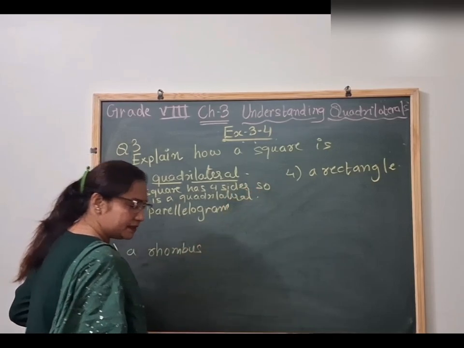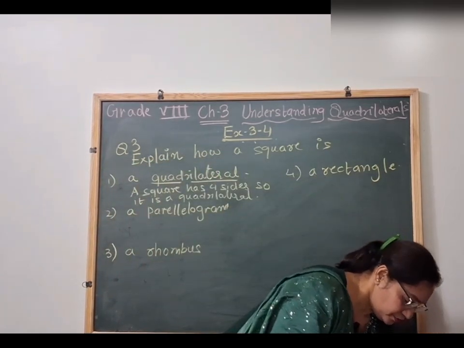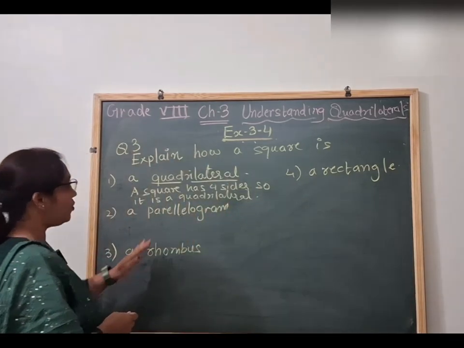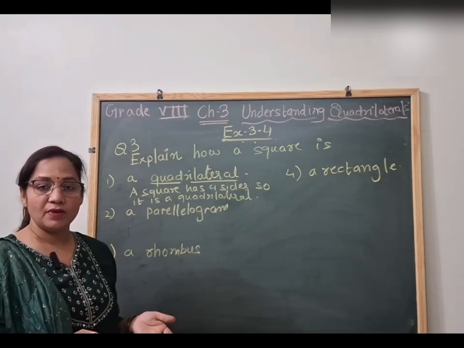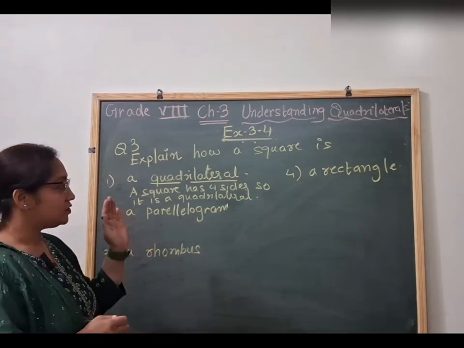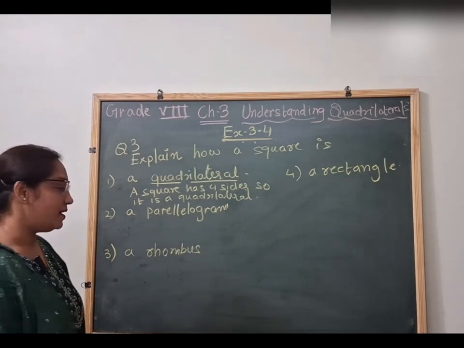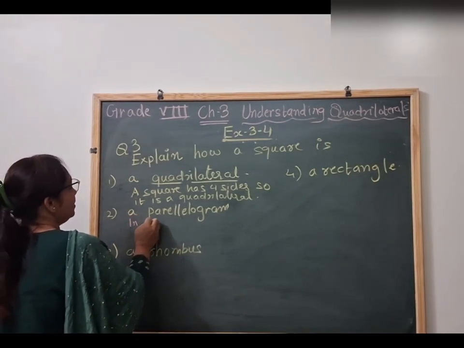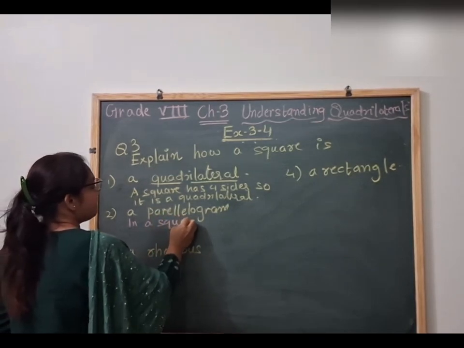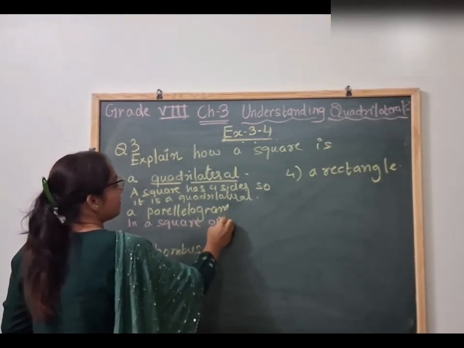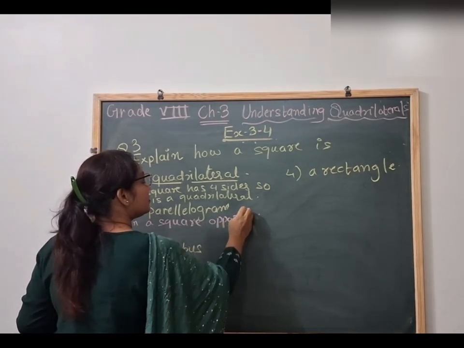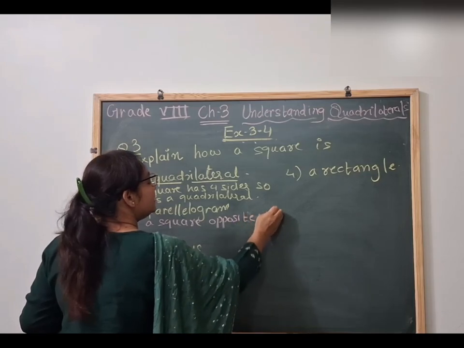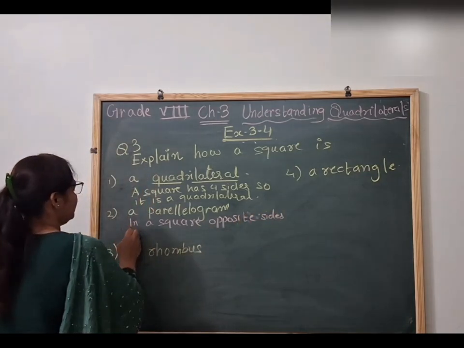Okay students, as simple as that. Now also, how can a square be parallelogram? What is one of the most important property of parallelogram? Opposite sides are parallel. In square also opposite sides are parallel.